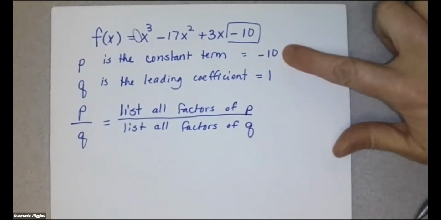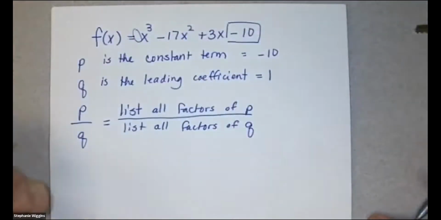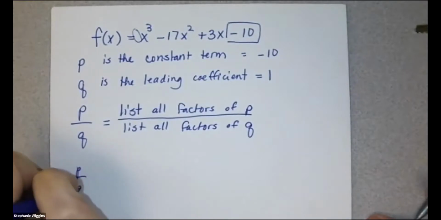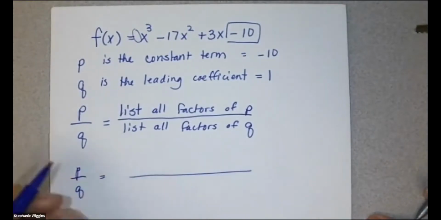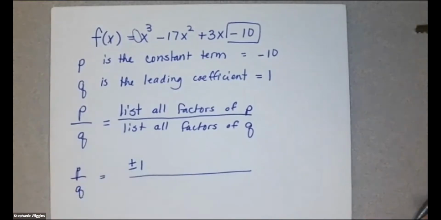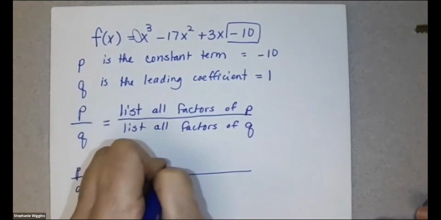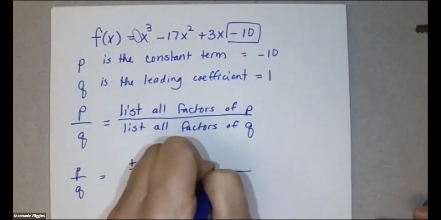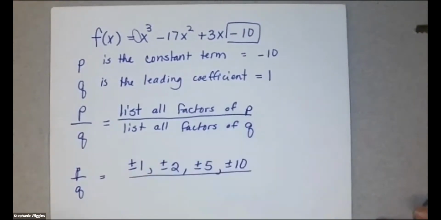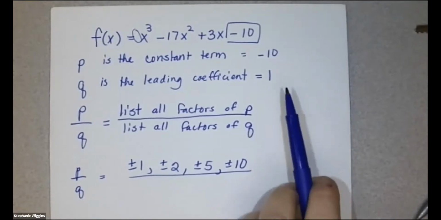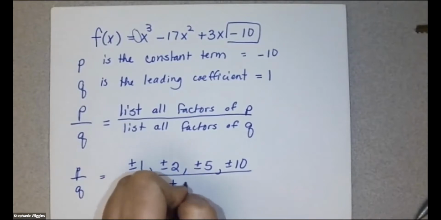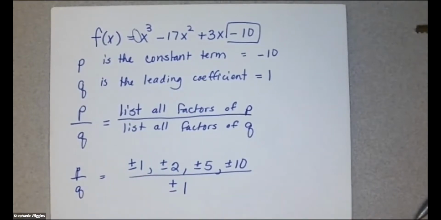So what are the factors of 10? Well, the factors of 10 are, always include 1, plus or minus 1, plus or minus 2, plus or minus 5, plus or minus 10. Okay, so 2 times 5 is 10, and 1 times 10 is 10. So those are all the factors. Now, the factors of Q, well, Q equals 1, so it's just plus or minus 1. Okay, because negative 1 times negative 1 is 1, and 1 times 1 is 1.